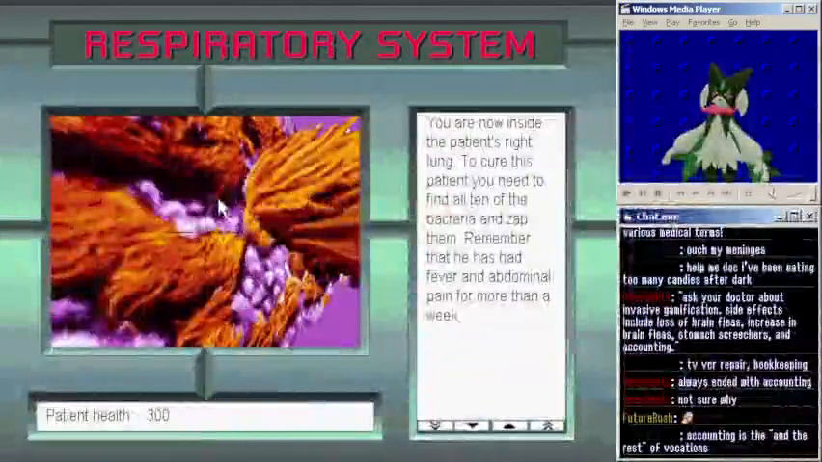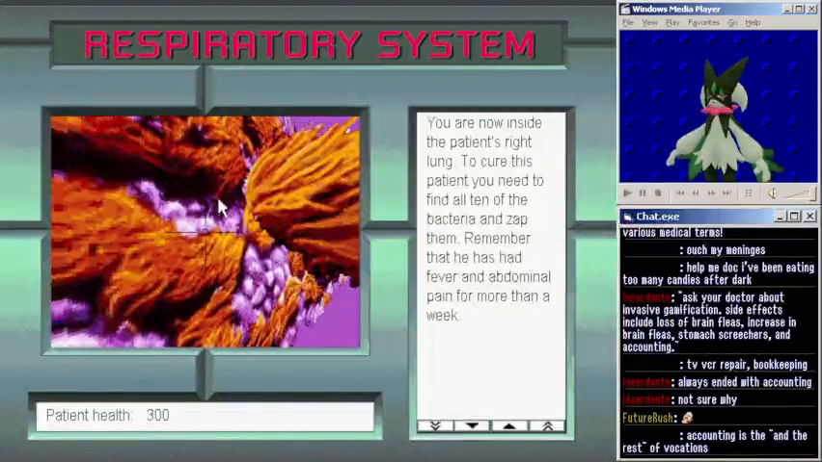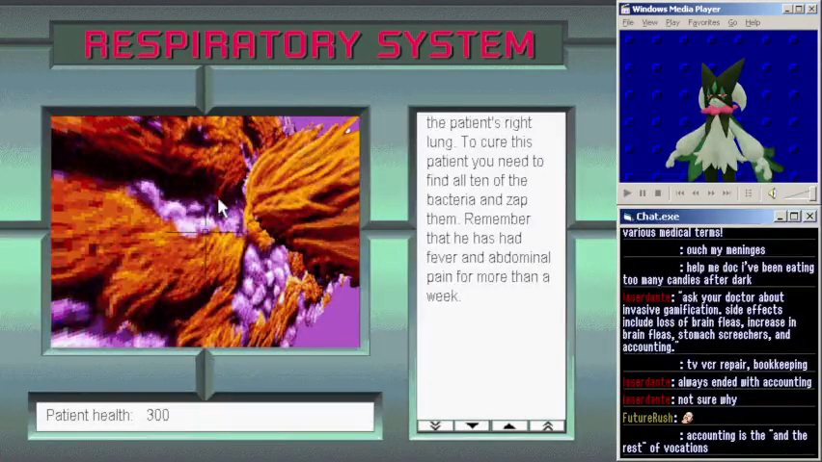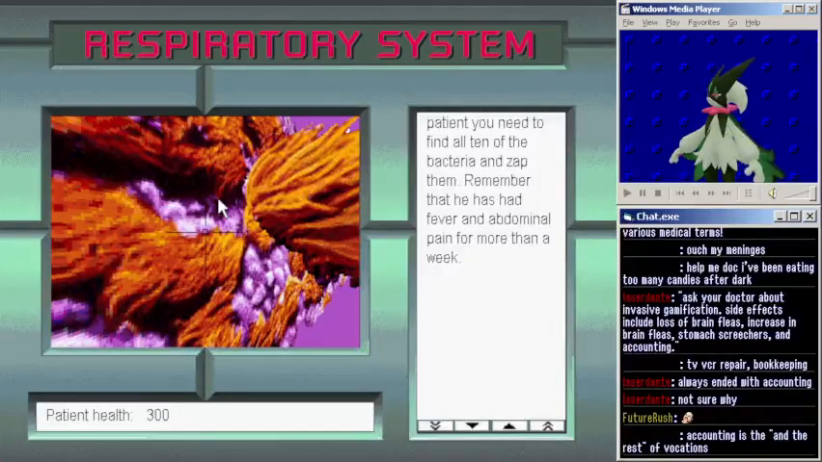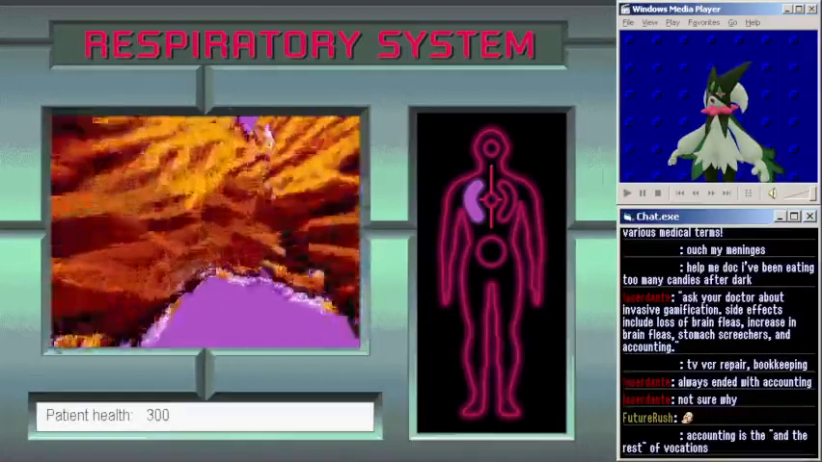You are now inside the patient's right lung. To cure this patient, you need to find all 10 of the bacteria and zap them. Remember that he has had fever and abdominal pain for more than a week.